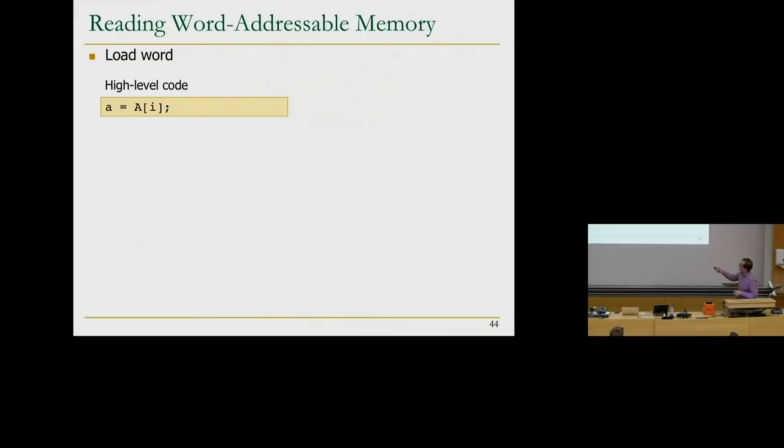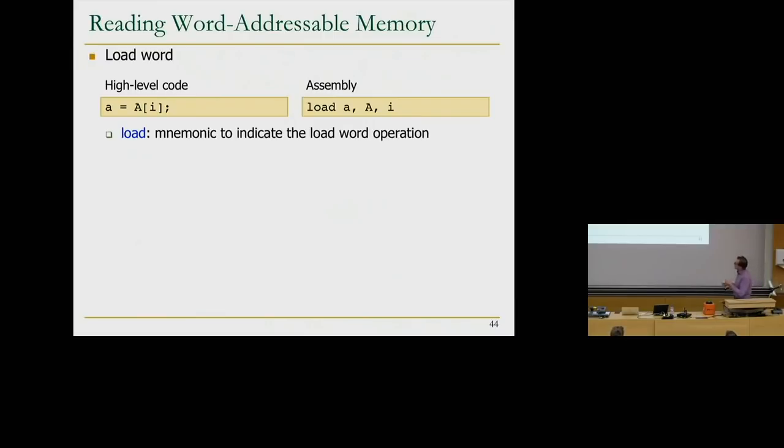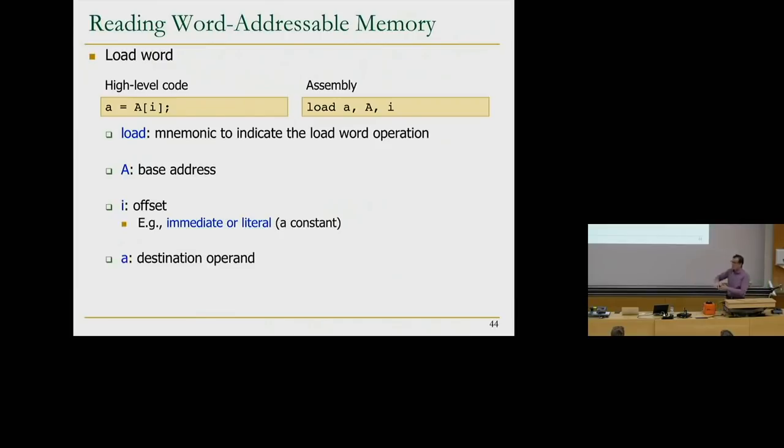Let's assume that I want to address the ith word of array A. This could be assembly, but it's really not the assembly because you normally don't put A's directly over there. We will see the exact assembly soon. Load is the mnemonic in the assembly to indicate the load word operation. A is the base address, and i is the offset. Basically, it's the immediate or literal, a constant from the base address of the array. And the destination is the register that you're going to move this word to from memory. The semantics is: access memory at address A plus i, get the word out of there, and place the word into this register.